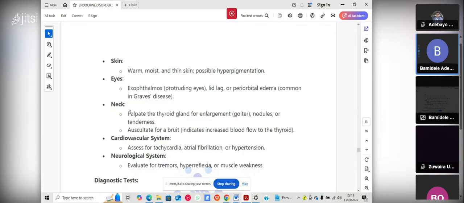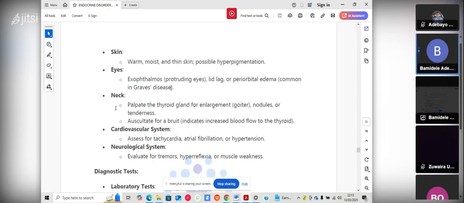Look at the neck of the patient. Okay, so we're looking at the neck because the neck is relevant. That is where the thyroid gland is located. So if you are suspecting hyperthyroidism, you are not going to start looking at the leg of the patient or start looking at the hand of the patient. No, because it has no relevance to the disorder. But looking at the neck is relevant because that is the location of the thyroid gland.